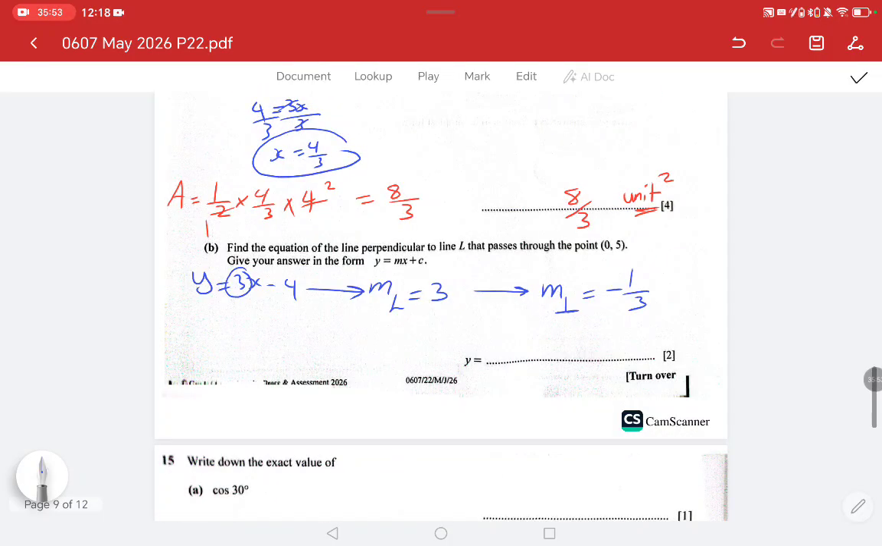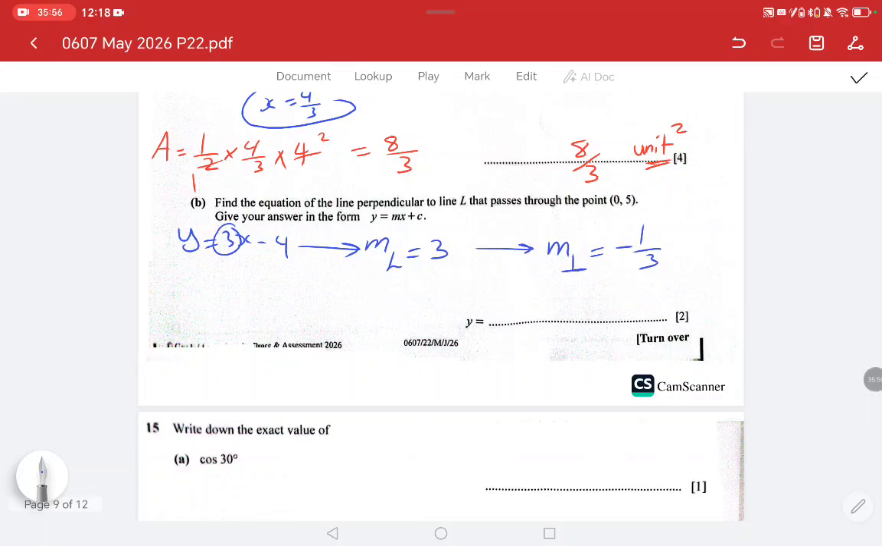So now you have the gradient. If you write the equation of the second, the perpendicular line, it will be negative 1/3 x plus c. We need a point to substitute to find c. They said it passes through the point (0, 5). Good, we have x and y. So y is 5, and look here, x is 0.